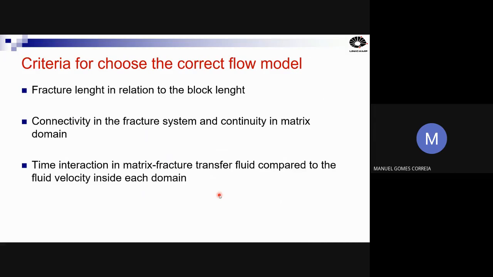So we have three criteria to choose the correct flow model: the fracture length in relation to the block length, the connectivity in the fracture system and continuity in the matrix domain, then the time of interaction in matrix-fracture fluid transfer compared to the fluid velocity inside each domain.